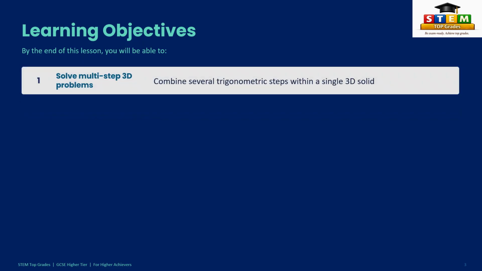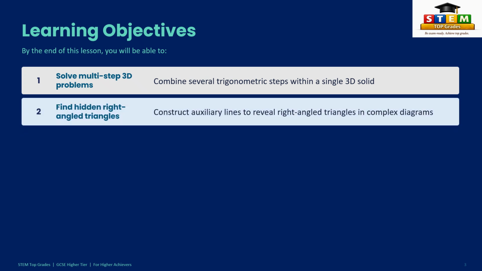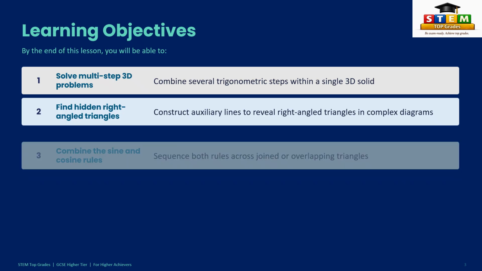Learning objectives for this session. By the end of this lesson, you will be able to solve multi-step 3D problems, that is, combine several trigonometric steps within a single 3D solid. Next, from hidden right angle triangles, construct auxiliary lines to reveal right angle triangles in complex diagrams.